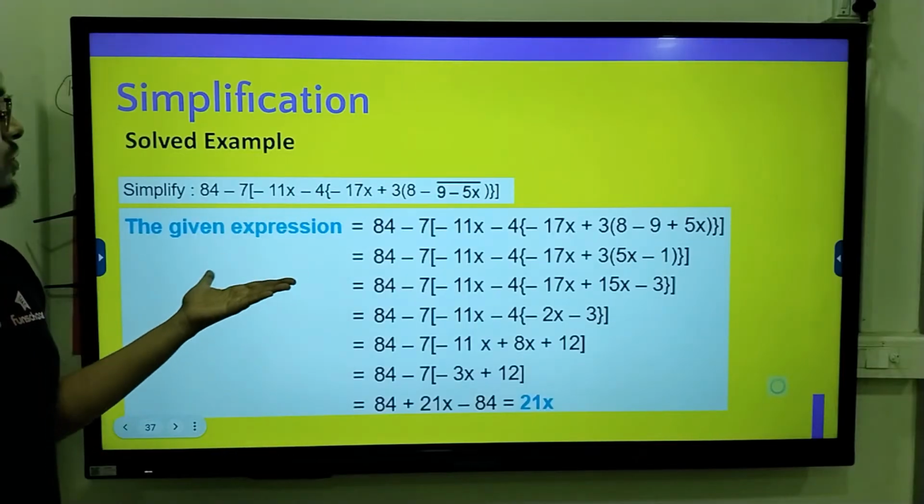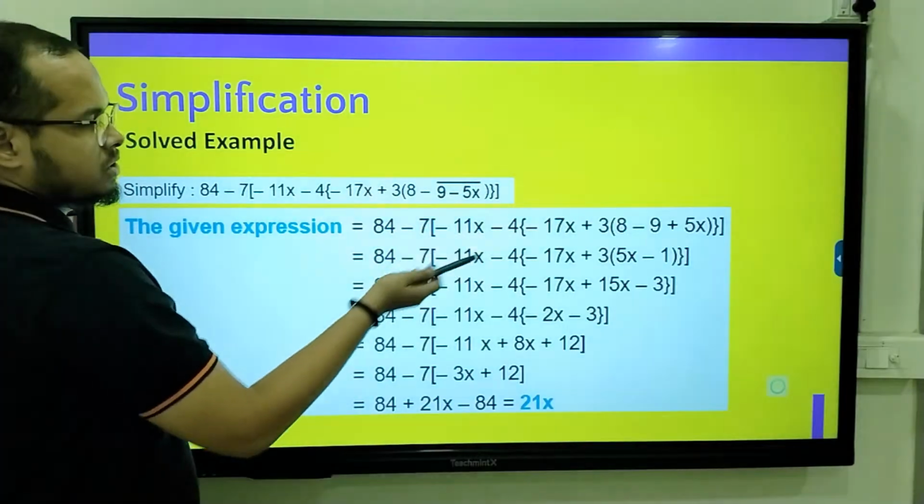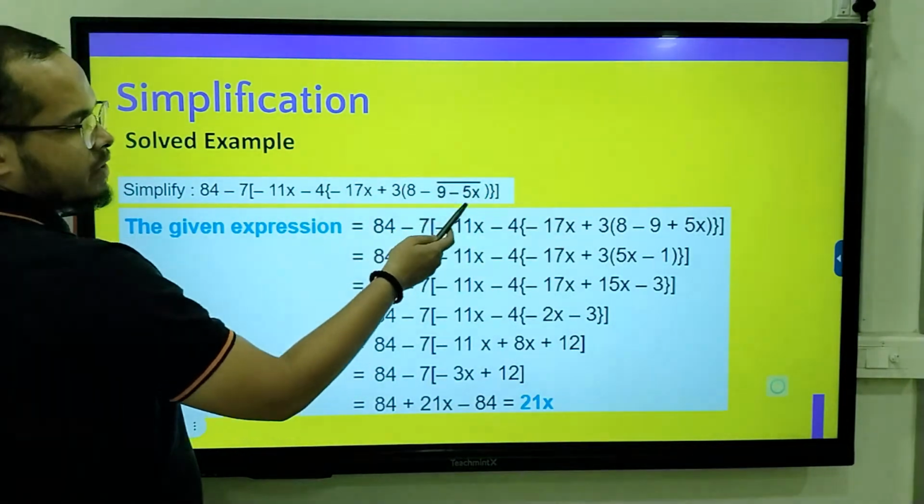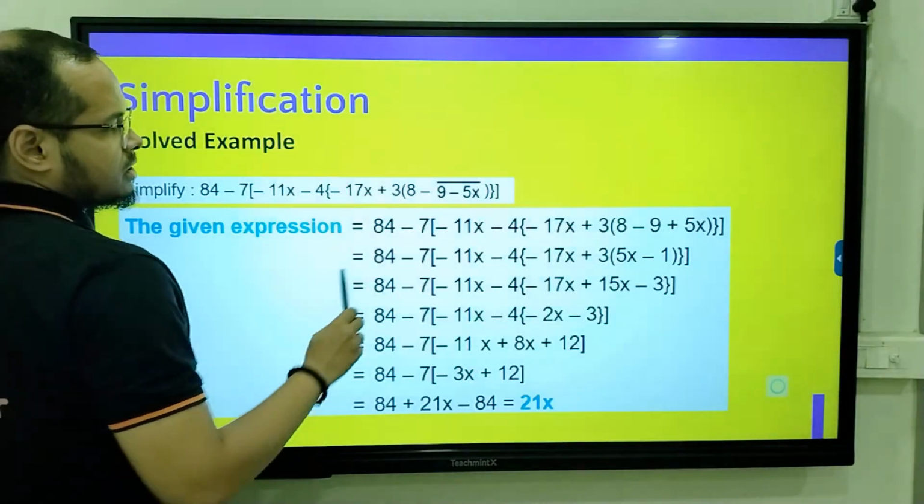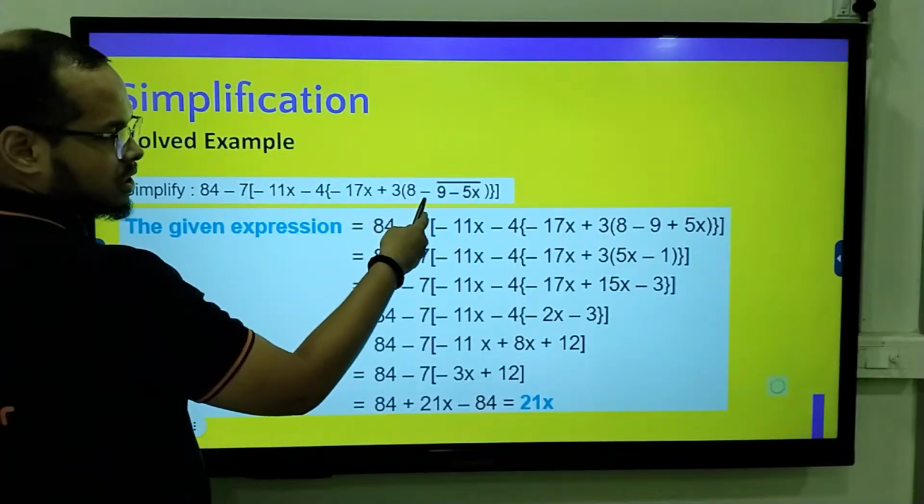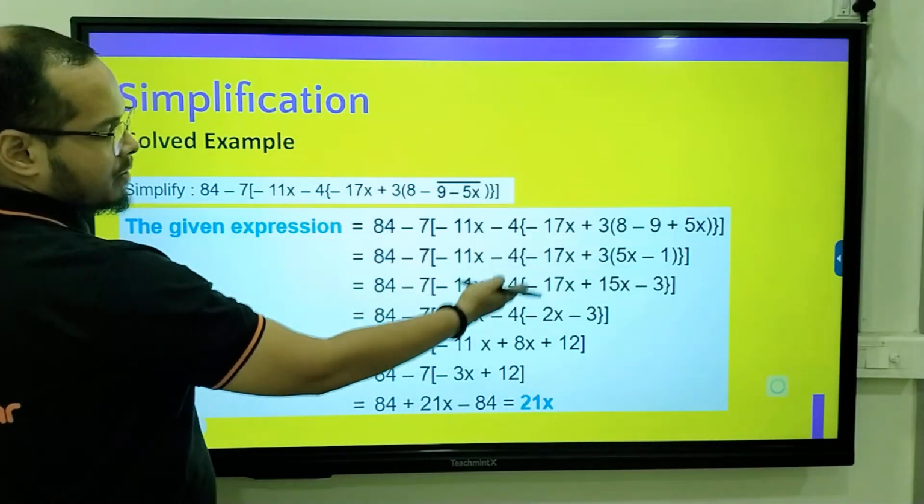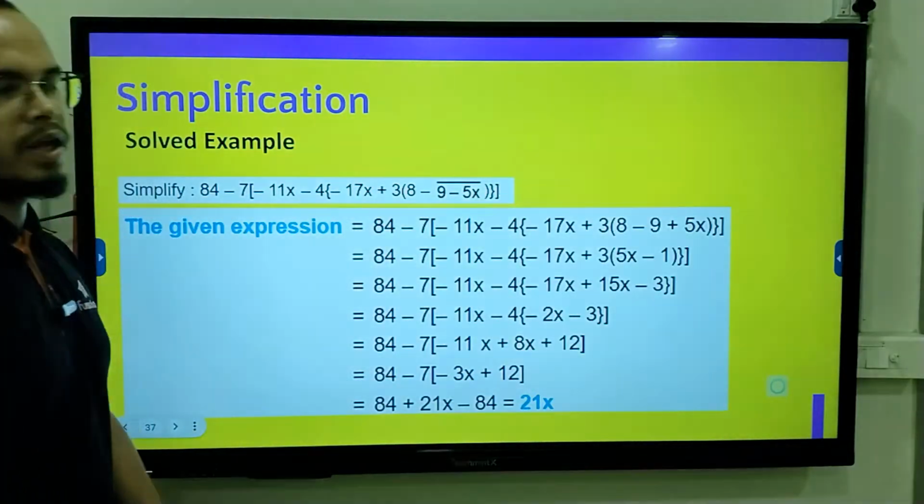Now this is one of the basic simplifications that we have done. See, this parenthesis comes first, the first step, 9 minus 5x. We will first change the sign because minus is just outside. So minus 9 plus 5x, it becomes this. Then step by step we'll solve it and we get the answer is 21x.